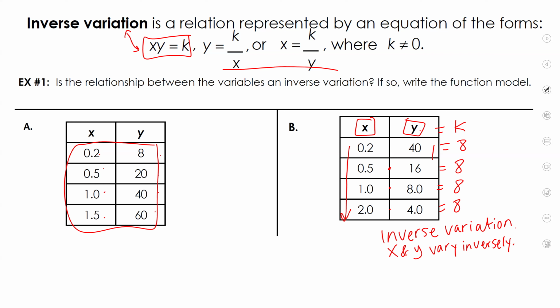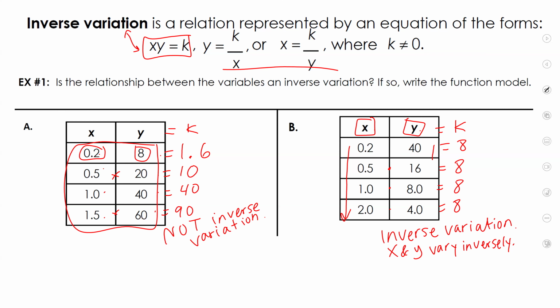Okay, but let's do an example. Let's still do this. What is 0.2 times 8? 1.6. What is 0.5 times 20? Good, I heard someone say it, 10. What's 1 times 40? You guys see how we're getting a different number every time? This is not an inverse relationship. You're supposed to get x times y gives you k, the same number k every time, okay? So we're gonna put not inverse variation for this example. They don't have an inverse relationship.